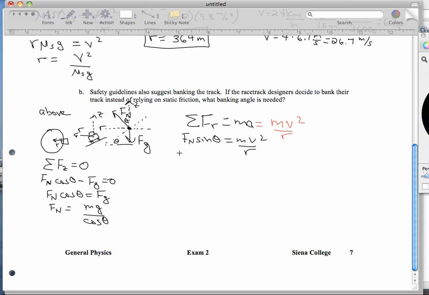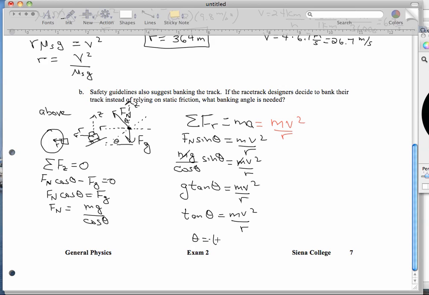So I can plug in my force of the normal: mg over cosine theta times sine theta is equal to mv squared over r. And so my masses cancel, and I have now g, and I have sine theta over cosine theta, and that's equal to tangent theta. So g tan theta is equal to v squared over r. And I'm trying to solve for my angle here. That's what banking angle is needed is the question. So tan theta is equal to v squared over gr, so theta is equal to tan inverse of v squared over gr.